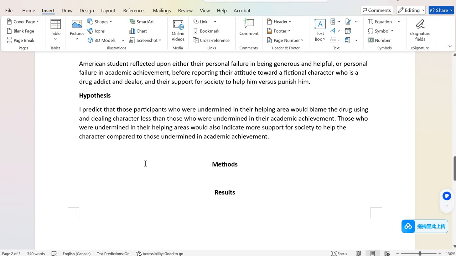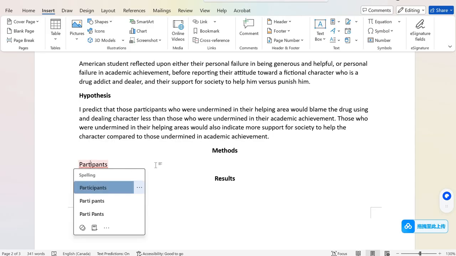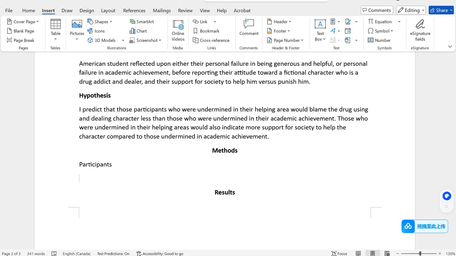We're done with the introduction. The overview introduction is pretty clear. And then the methods. In this research, the methods are really kind of easy, simple. Participants, materials, procedures. Methods, that's a level 1 heading.